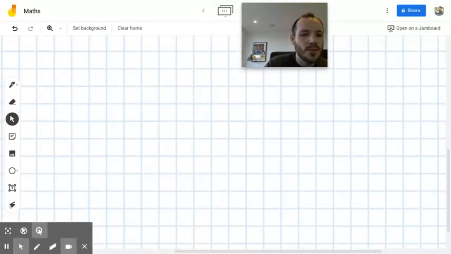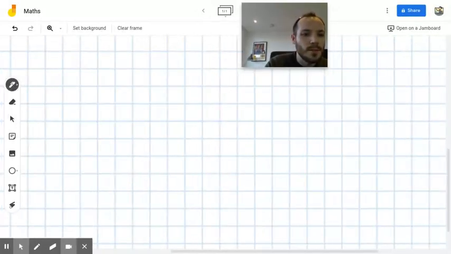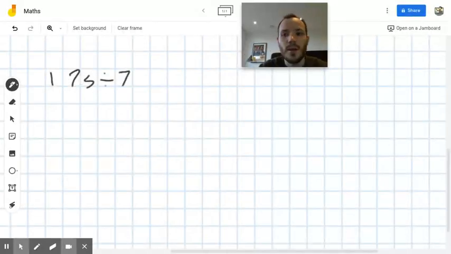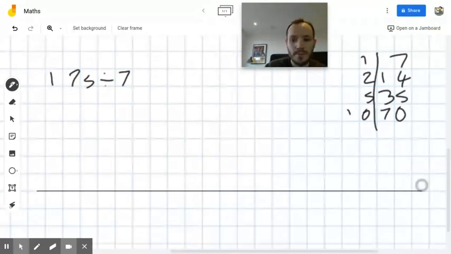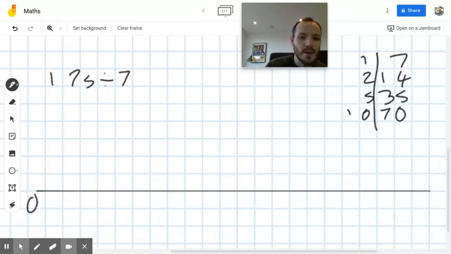We're going to do 175 divided by 7. So I write my key facts: 1, 2, 5, 10. 1 times 7 equals 7. 2 times 7 equals 14. 5 times 7 equals 35. 10 times 7 equals 70. Draw my number line. At one end I write 0, at the other I write 175.